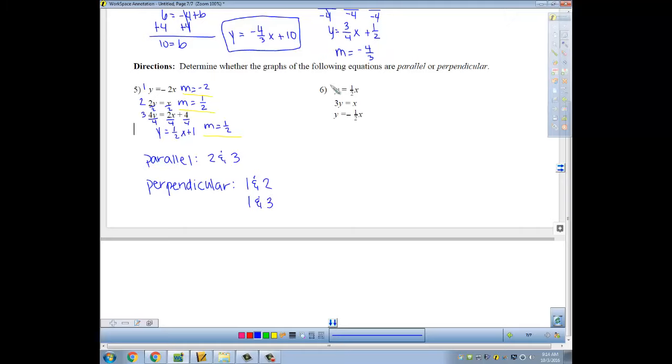For number 6, I'm going to label this 1, 2, and 3 again. Slope of my first equation is 1/2. For the second one, divide both sides by 3 to get slope of 1/3. And then last slope is -1/2. So I'm going to look, do I have any parallel lines? So exact same slope? No. 1/2 and -1/2 are close, but it's not exactly the same. And then perpendicular, I'm looking for complete opposites. Again, no. So none.